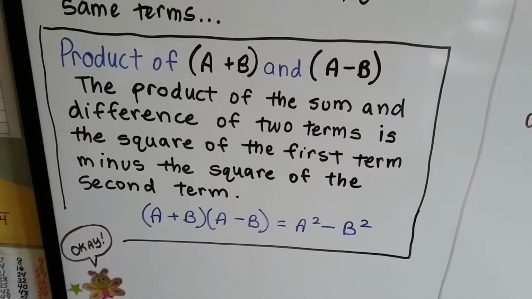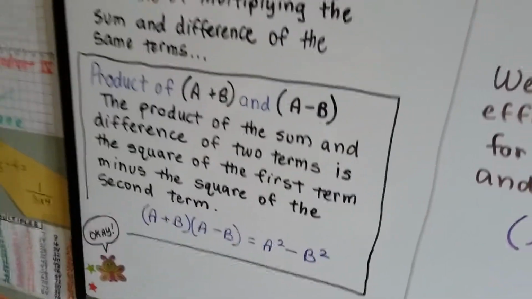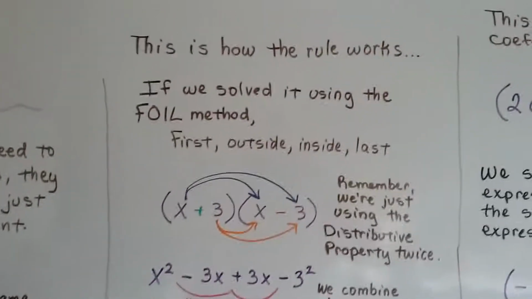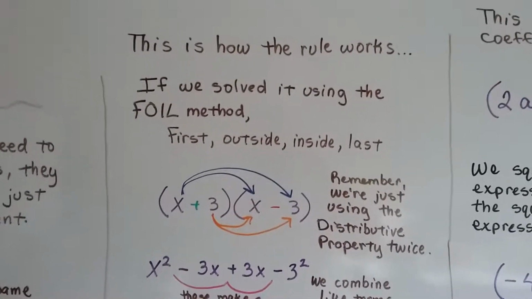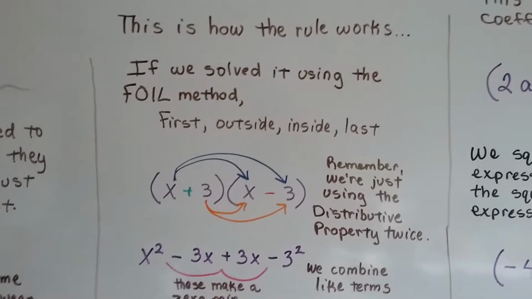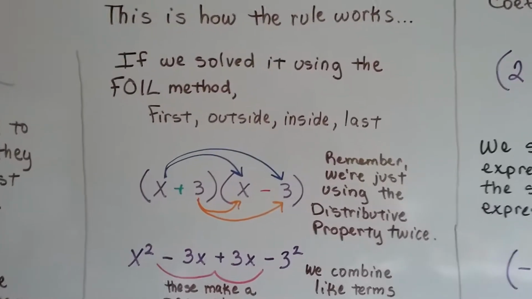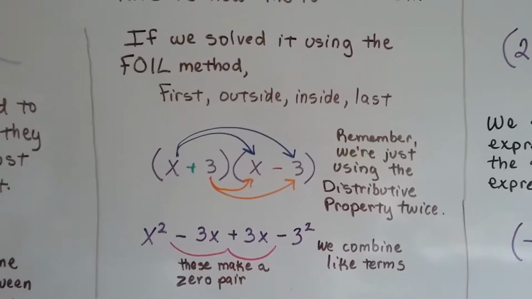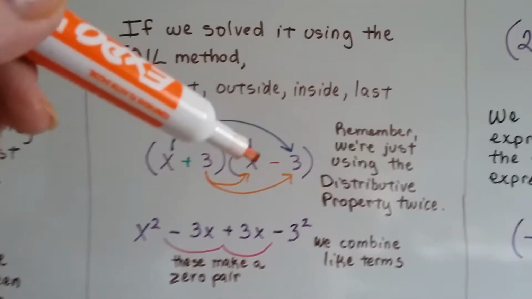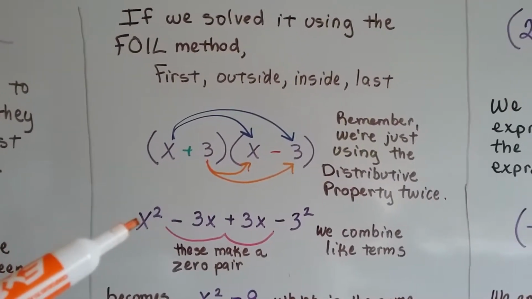We save a lot of time doing that, don't we? Instead of having to do the FOIL method. So this is how the rule works. If we solved it using the FOIL method, remember, first, outside, inside, last, we would multiply the first terms inside the parentheses. So this is the first term and that's the first term. So we would get x squared.